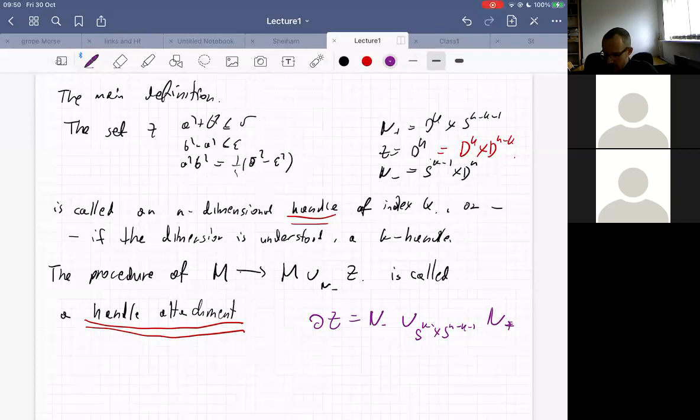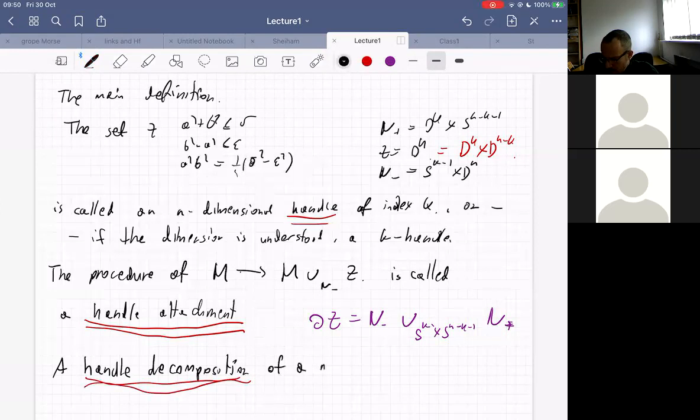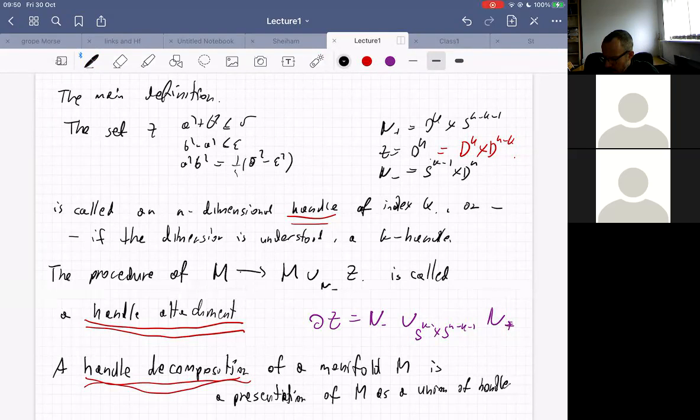And there is one more terminology. A handle decomposition of a manifold M is a presentation of M as a union of handles. So we can write M as a union of handles. And now there is an example.